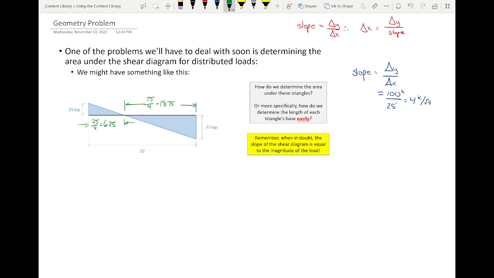18.75. What is 6.25 plus 18.75? It's that. So how do we determine the area of a triangle? One half of base times height. So what is the area of this first triangle? I just want to make sure we're comfortable with this. I don't want this to be a problem in the problem we're going to do here in a second.